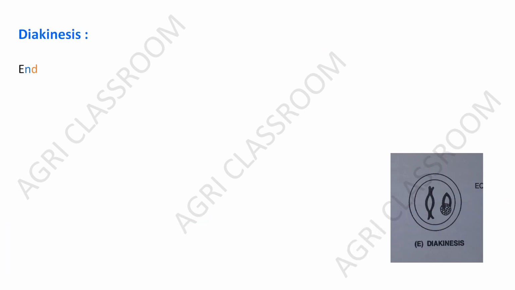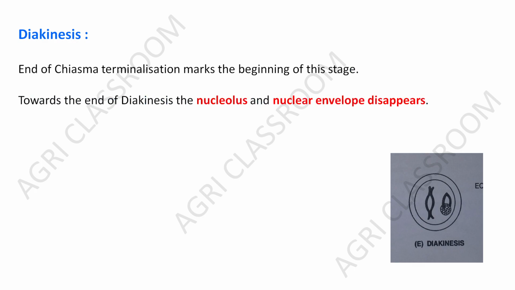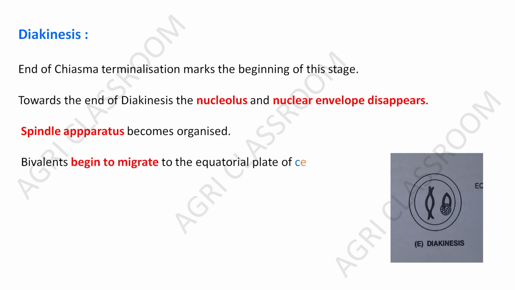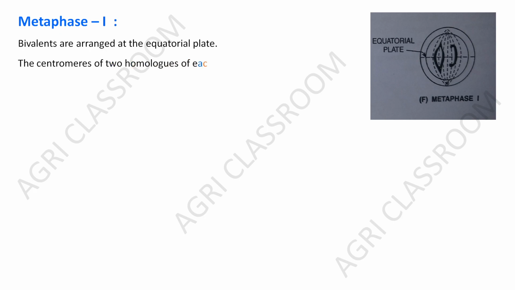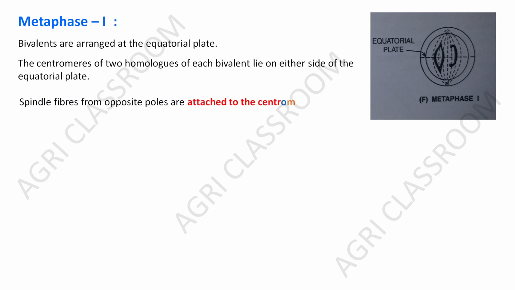Diakinesis. End of chiasma terminalization marks the beginning of this stage. Towards the end of diakinesis, the nucleolus and nuclear envelope disappear. Spindle apparatus becomes organized. Bivalents begin to migrate to the equatorial plate of the cell. First metaphase: bivalents are arranged at the equatorial plate. The centromeres of the 2 homologs of each bivalent lie on either side of the equatorial plate. Spindle fibers from opposite poles are attached to the centromeres of bivalents.